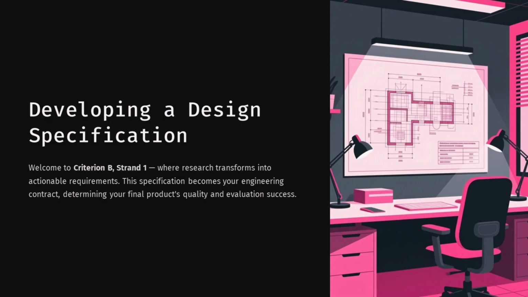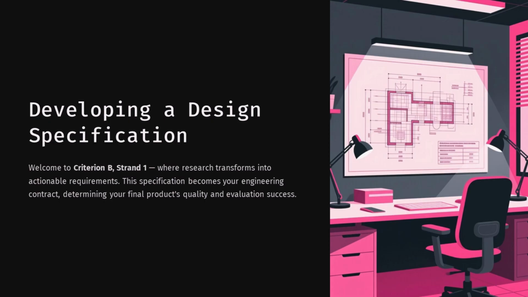Today we are entering Criterion B, developing ideas, and focusing on Strand 1, develop a design specification. This strand is one of the most misunderstood, yet it is a foundation of everything you will design next. If you don't get this part right, the whole project becomes weak, unfocused, and difficult to justify later.